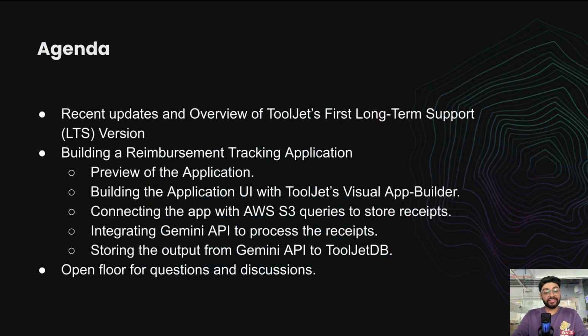I'll be starting with the recent updates that we have, and then we'll jump on to the overview of ToolJet's LTS version. Then we'll be building a reimbursement tracking application, and for that I'll be using the app builder. We'll also be creating AWS S3 queries to store the receipts, and then we'll be integrating the Gemini API to process those receipts and extract the data from the receipt images, and we'll be using ToolJet Database to store the data extracted from the images via the Gemini APIs. And lastly, we'll be opening the floor for questions and discussions.